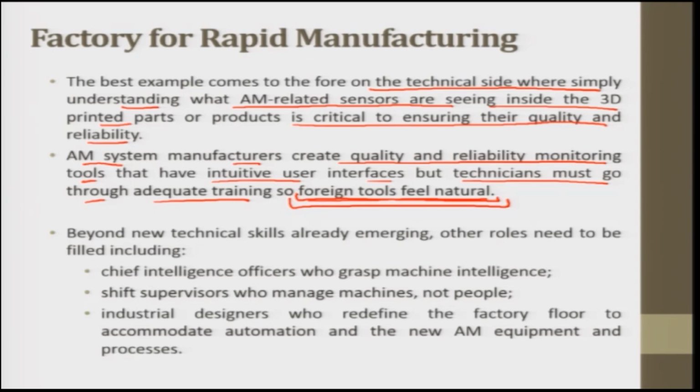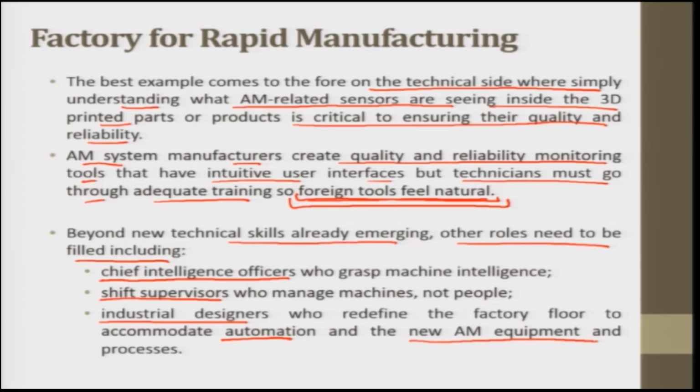So, beyond the new technical skills already emerging, other roles need to be filled, including chief intelligence officers who grasp machine intelligence, shift supervisors who manage machines as well as the people with them, and industrial designers who redefine the factory floor to accommodate automation and new additive manufacturing equipment and processes. So, this is the factory for rapid manufacturing, and I have also touched a little on digital manufacturing.